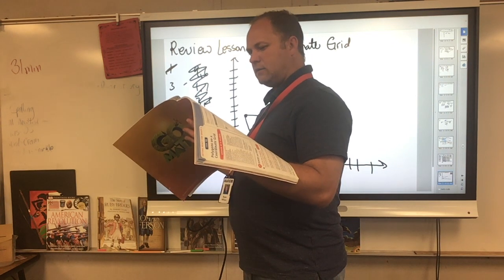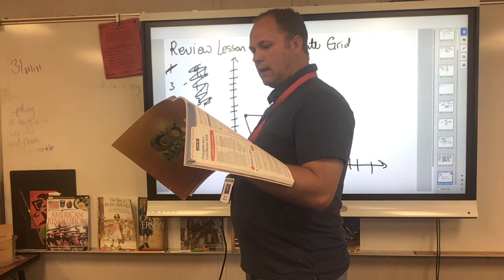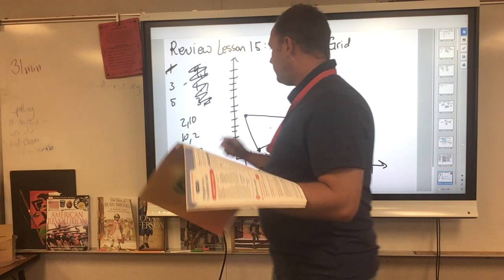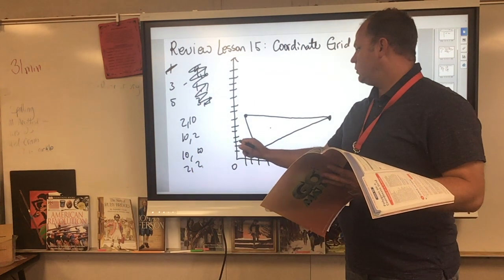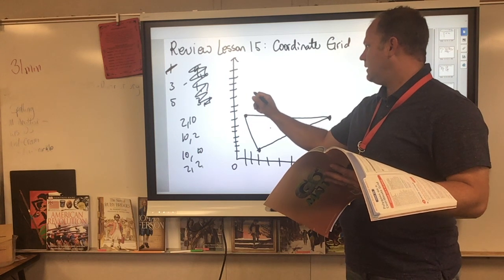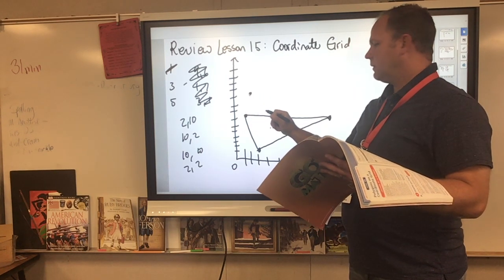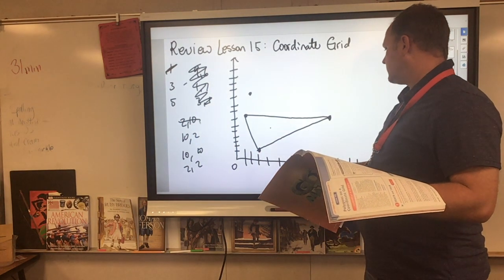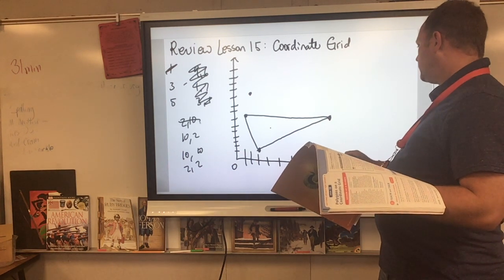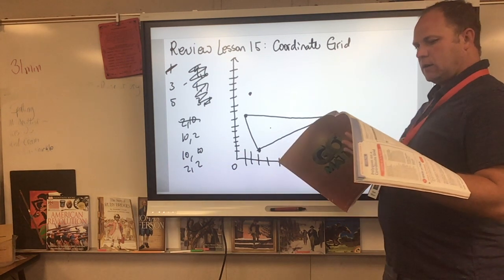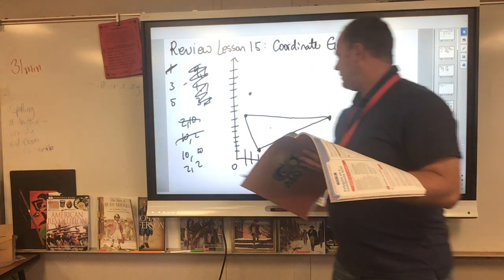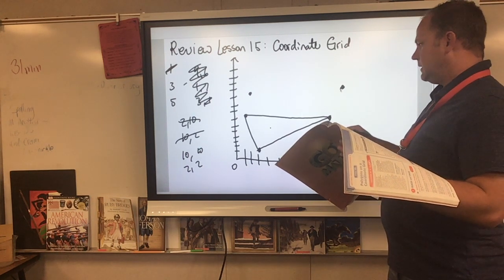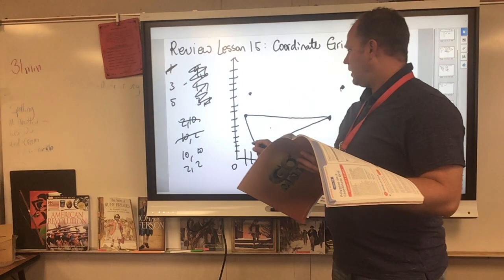The points are 2 and 10, 10 and 2, 10 and 10, and 2 and 2. Okay, let's do 2 and 10. So 1, 2, 3, 4, 5, 6, 7, 8, 9, 10, and over 2. Plot a point. Next one, 10. 1, 2, 3, 4, 5, 6, 7, 8, 9, 10, and up 2. Okay, next one. 10 and 10. So we're out here, 10 and up 10. So there it is. Hey, I'm getting the idea of this. And then the last one, of course, is 2 and 2, which is right there.